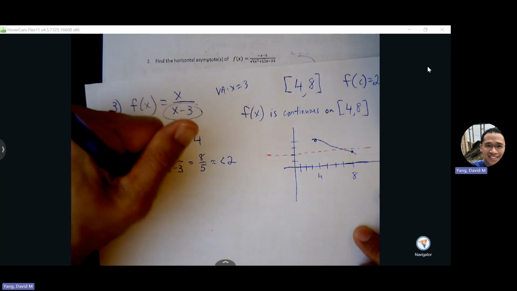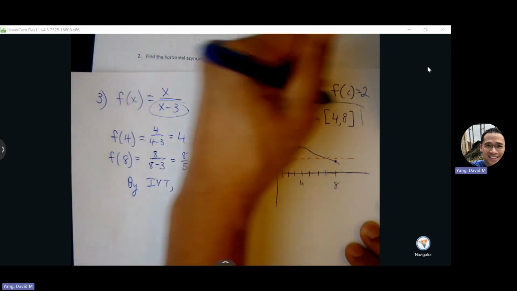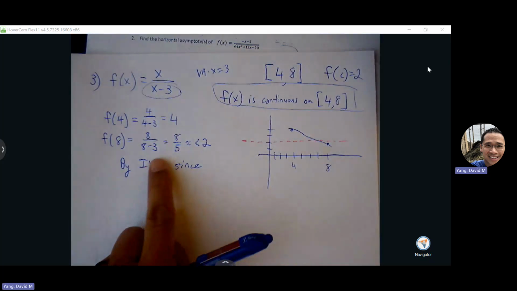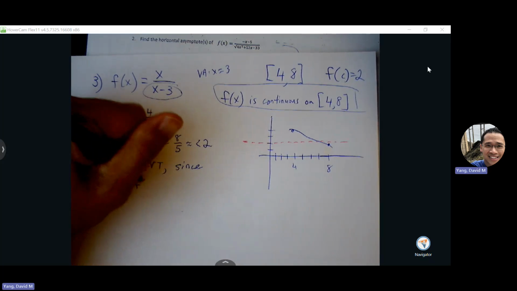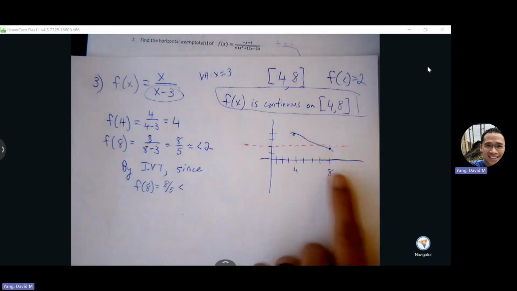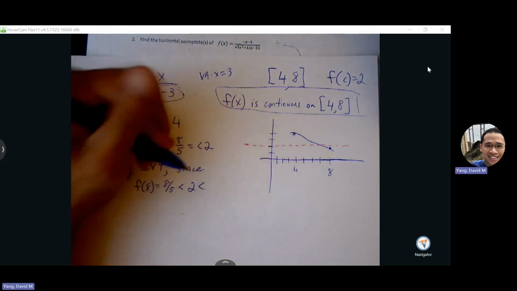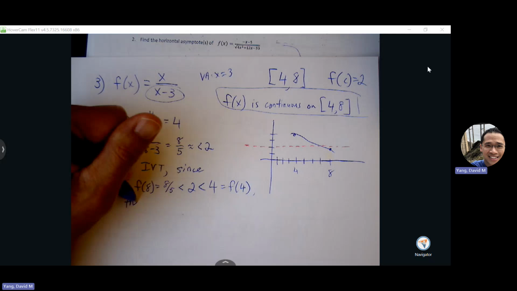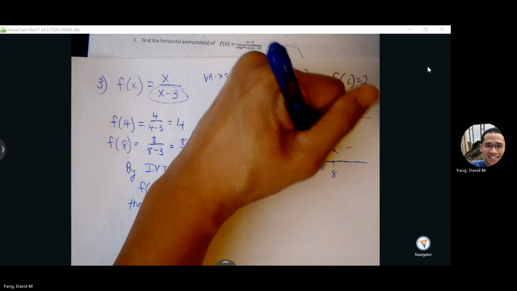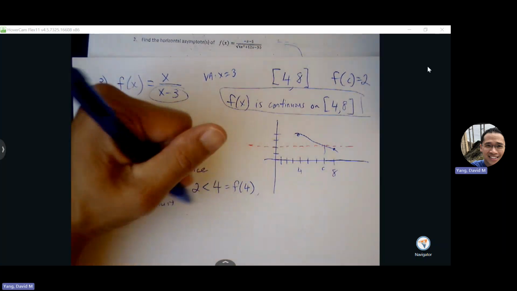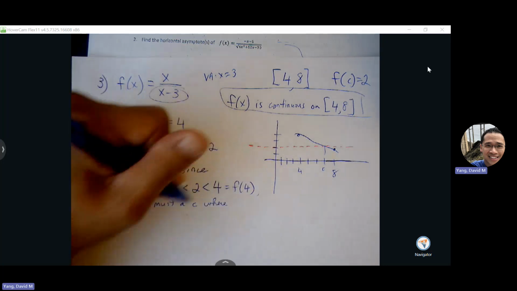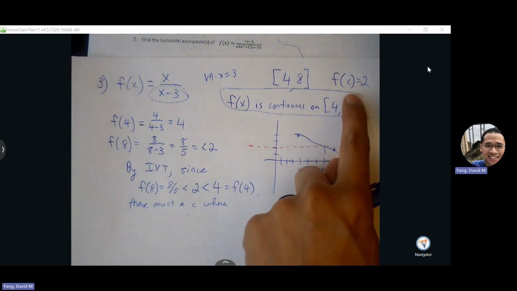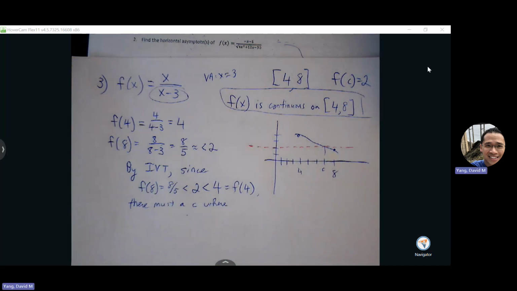So we can say by IVT, we've already established continuity, so I'm looking for the statement in your IVT reasoning. Since we have an endpoint that is clearly below my target, since f of 8 is equal to 8/5, and 8/5 is lower than 2, and 2 is lower than my other endpoint's y value, there must be a c value. Remember, c is just an x value solution that we're looking for. What if, when you plug in 8, it's higher than 2? Then we stop the problem. We say IVT doesn't apply because we don't have this scenario, 2 is not between the two endpoint values, right?